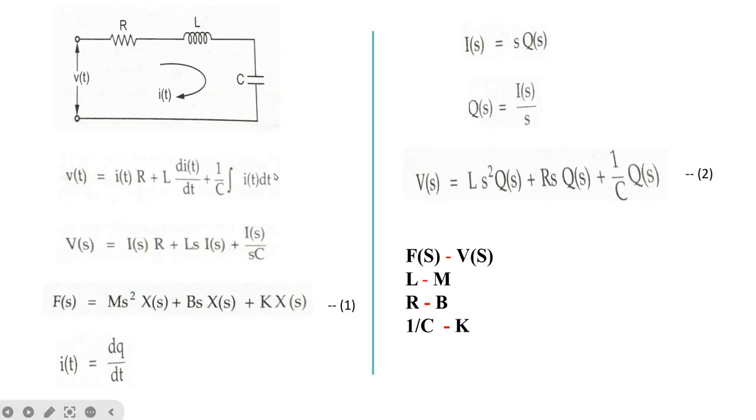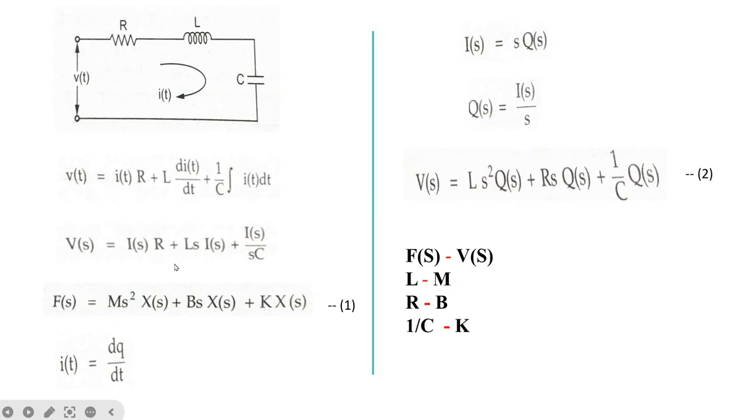So V of s as it is, then I of s, we will replace this by what? S into q of s. Okay, so s into q of s means what it will become here? It will be s square q of s here. Okay, L into s, I of s. L as it is, s as it is, I of s will be s into q of s. Therefore, s into s will be s square q of s.